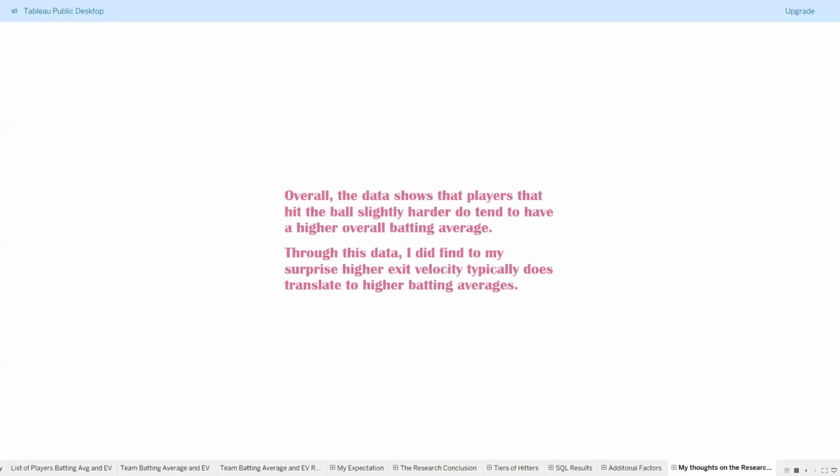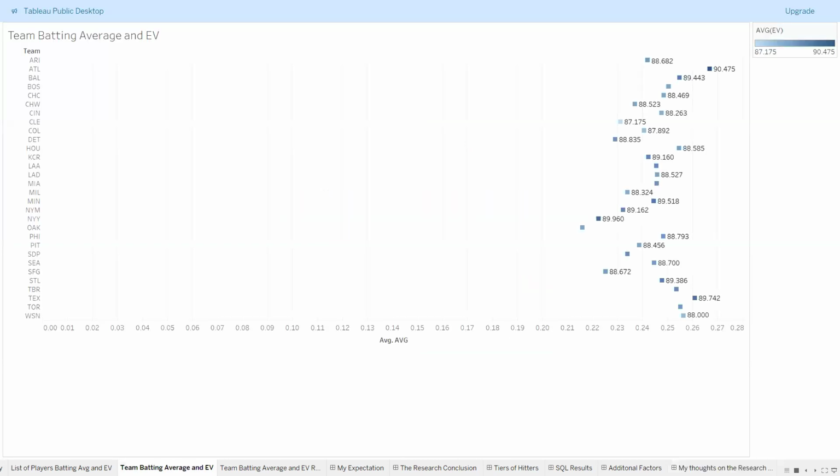Then essentially my thoughts on the research were that the data shows that players that hit the ball slightly harder do tend to have a higher overall batting average. Through this data, it was surprising to find that higher exit velocity did typically translate to higher batting averages, which I found through SQL.